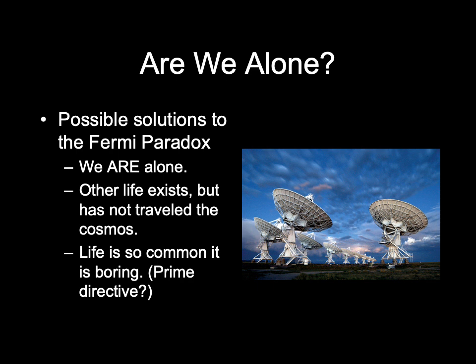Well, there are possible solutions to the Fermi paradox. We are alone. Maybe life doesn't exist anywhere else in the universe, which is low probability, right? Other life exists, but it has not yet traveled into the cosmos. And that one, I think, as you could see from our discussion earlier on in this chapter, makes a whole lot of sense because space is big and we are small, and it's hard to travel through the universe to visit other places. And then another possible solution to the Fermi paradox is that life is so common it's boring. Like maybe no one's coming to visit us because we're just so boring to them that they don't even care to come say hi.